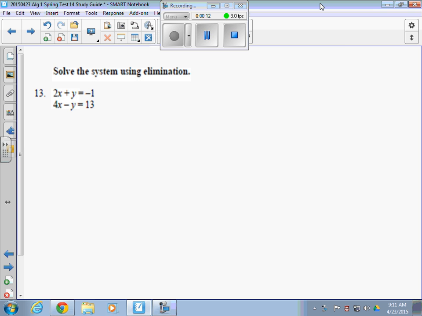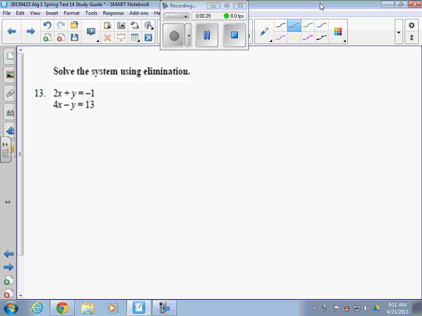Remember, we learned 3 different methods on how to solve systems. This one is set up nice and neat for you for elimination. Remember, all you need to do is put the 2 equations together. But first, you need to stack them. You need to make sure your x's are stacked on top of each other, your y's are stacked on top of each other, and so your constants.